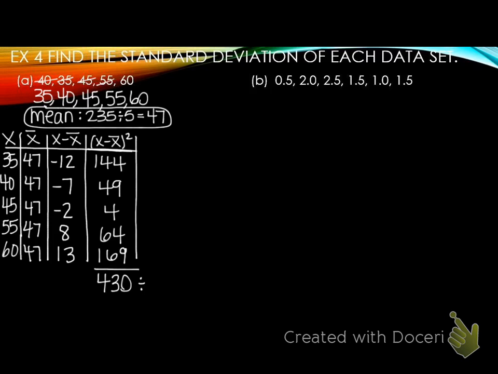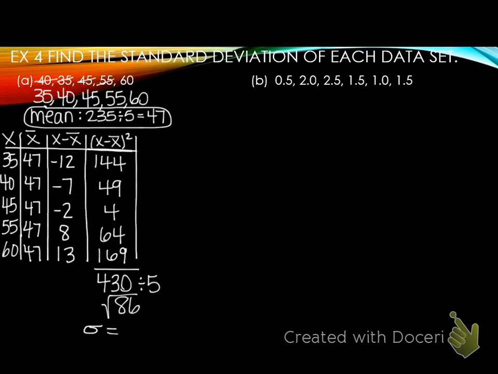And since I need the average, I'm going to divide by how many numbers? 5. I'm going to divide by 5. And that gives me an average of what? 86. Now, what does step number 5 ask you to do? So we're going to take the square root of this average and put it in our calculator, using this awesome little standard deviation symbol. And what is the square root of 86?